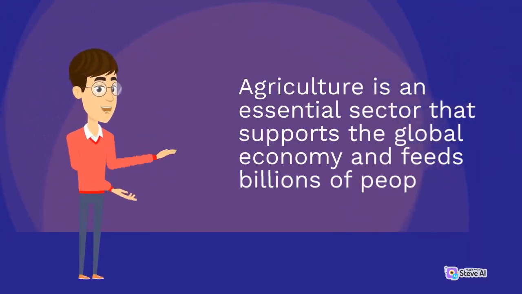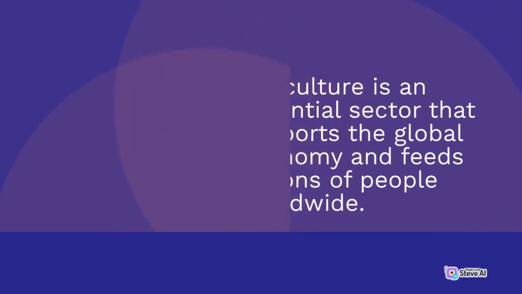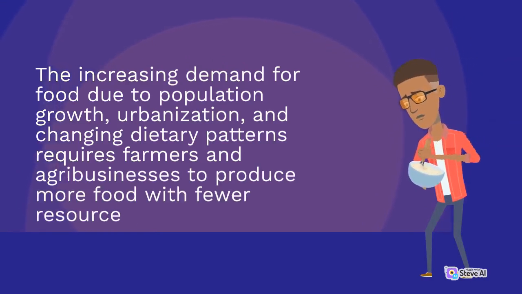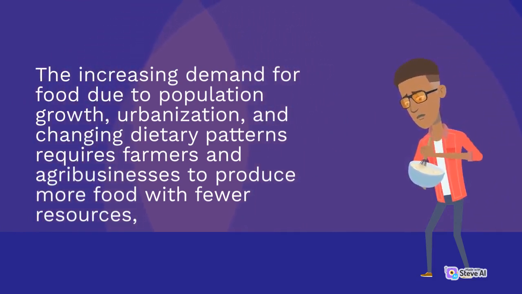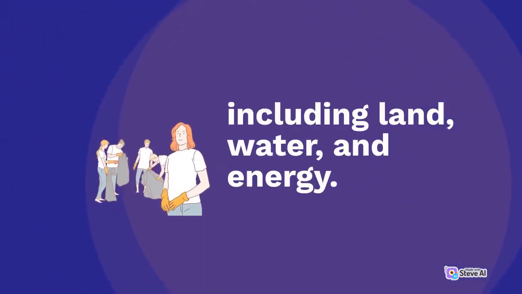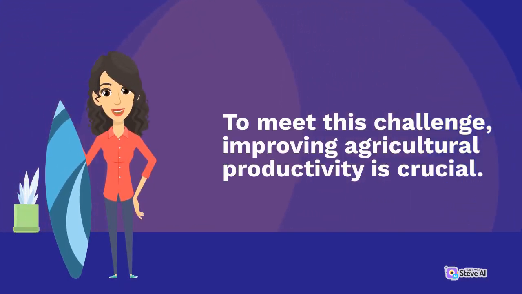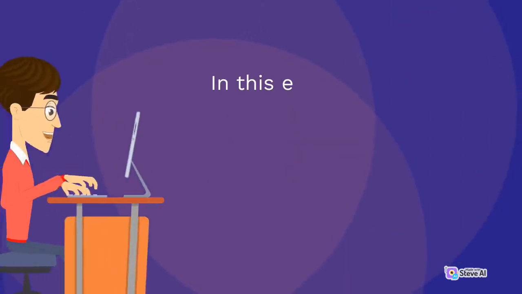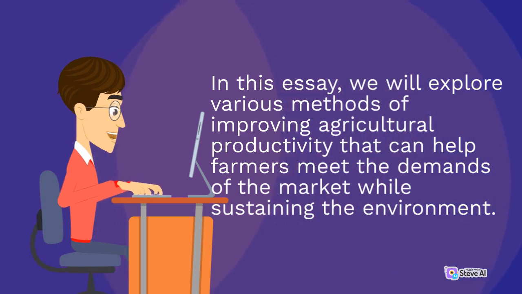Agriculture is an essential sector that supports the global economy and feeds billions of people worldwide. The increasing demand for food due to population growth, urbanization, and changing dietary patterns requires farmers and agribusinesses to produce more food with fewer resources, including land, water, and energy. To meet this challenge, improving agricultural productivity is crucial. In this essay, we will explore various methods of improving agricultural productivity that can help farmers meet the demands of the market while sustaining the environment.